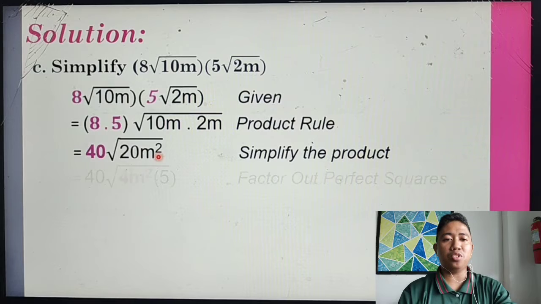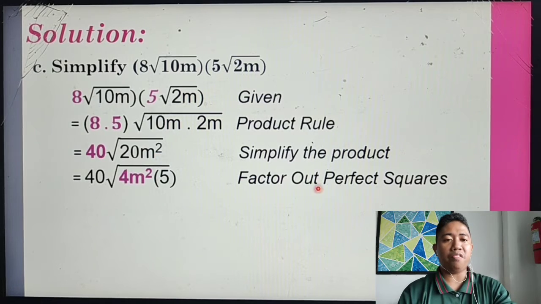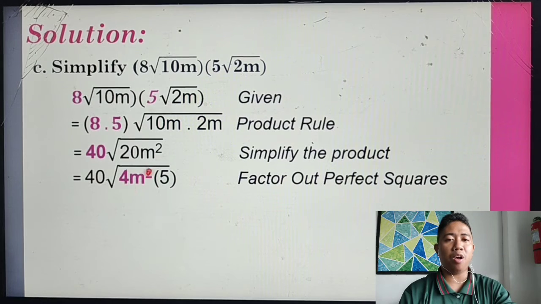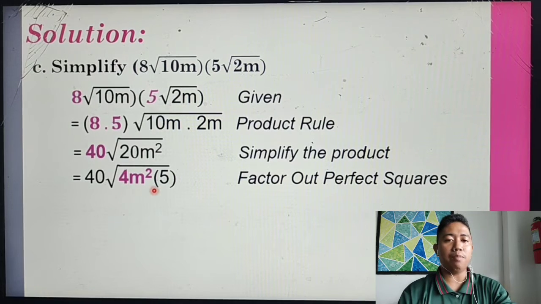So the next step to do is to factor out perfect squares. At least we have, we factor out first 20m squared. So that is 20 times 5. So at least we have a perfect square, which is 4. And of course, we factor out m squared. Then 4m squared on the first factor, while 5 on the second factor. So that is 40 times the square root of 4m squared times 5.